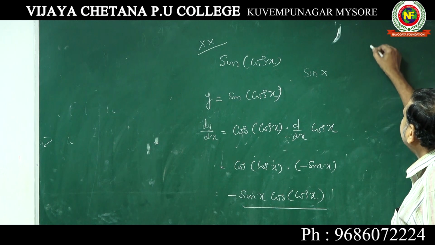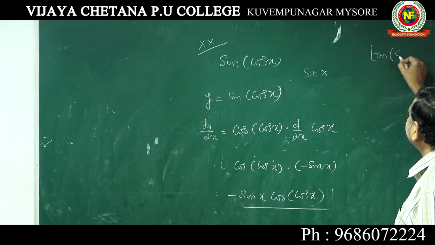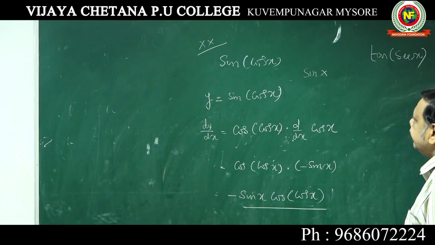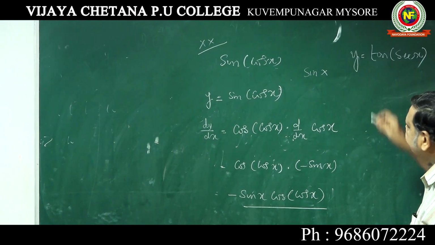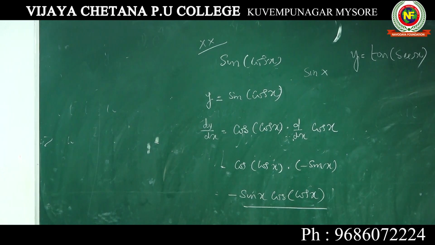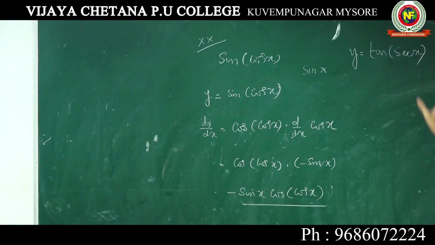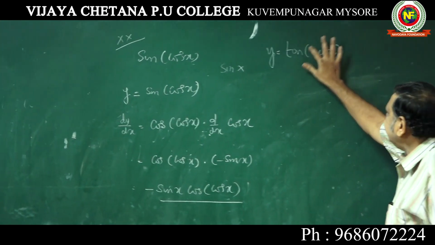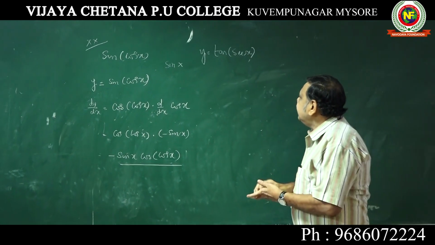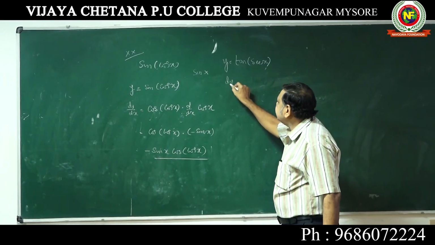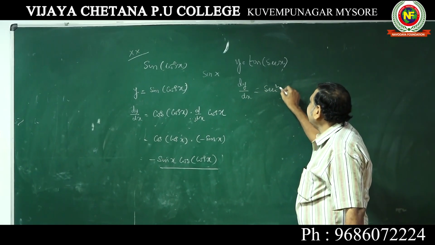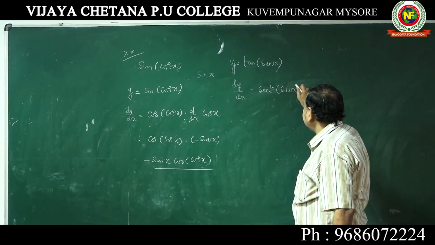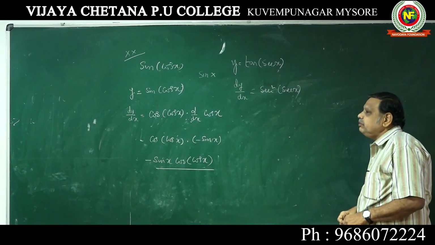Take one more. Tan of secant x. Very important thing. Tan of secant x, take it as y. Y they don't give you, you should write y. Y is equal to tan secant x. This whole thing as x. The secant x is x. Tan x differentiation: dy by dx is equal to secant square secant x, because tan x differentiation is secant square x. Then what should we do?